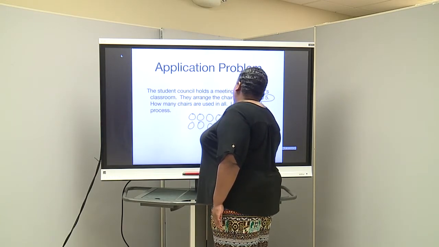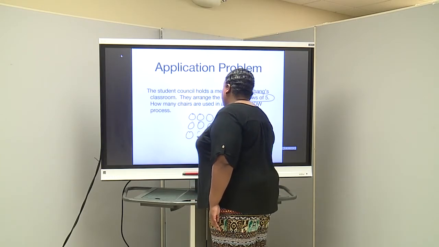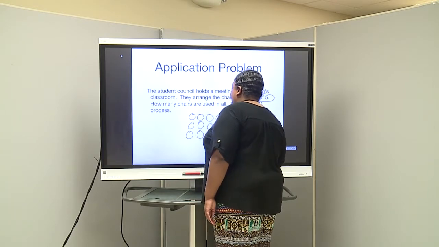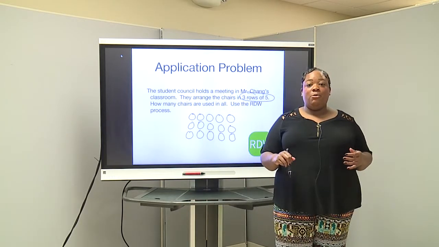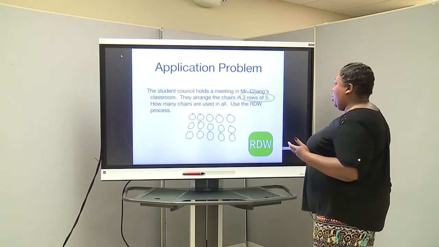And when we're making arrays, it's very important that we try to make sure that they're in straight rows and columns. We don't want them everywhere. We want them to kind of be in line. It may not be perfect, you guys, but we want to make it as perfect as we can. So here I have 3 rows of 5.